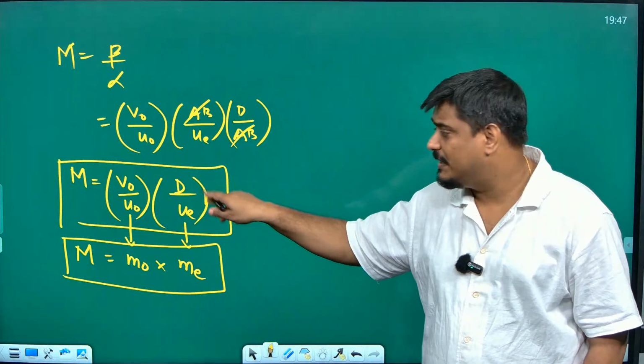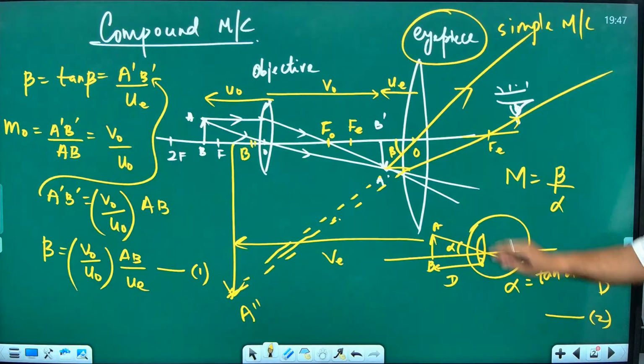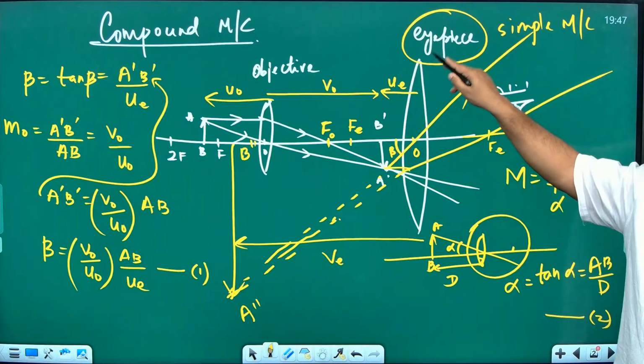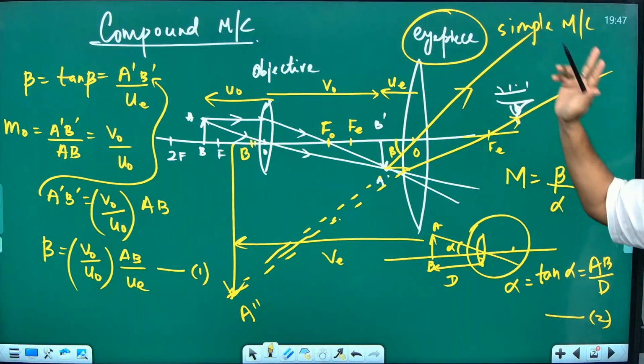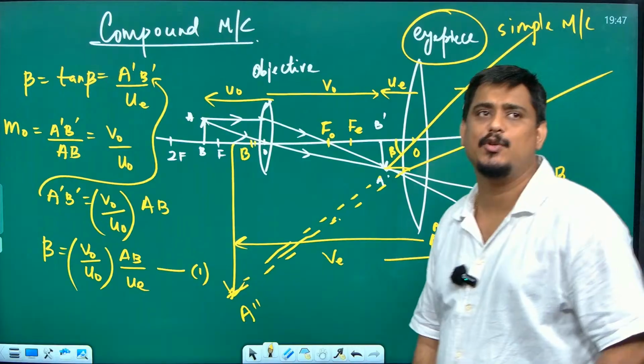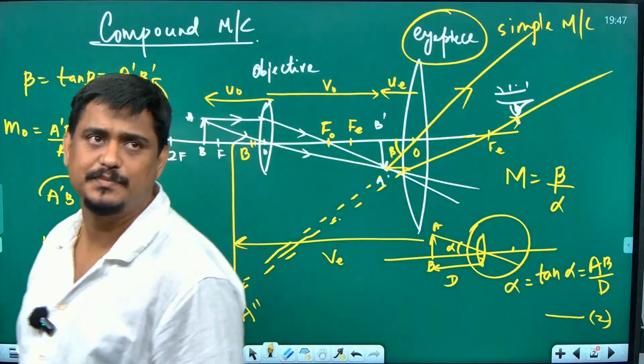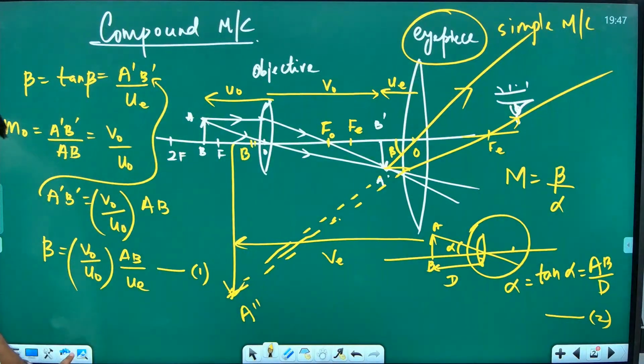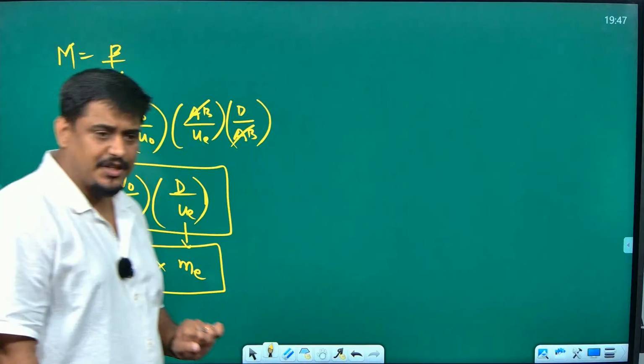Yes. So D by UE means this eyepiece is behaving like a simple microscope, because a simple microscope only has D by UE. Are you getting my point? Okay. So now coming back, please pay attention. We got the magnification. Not over yet.